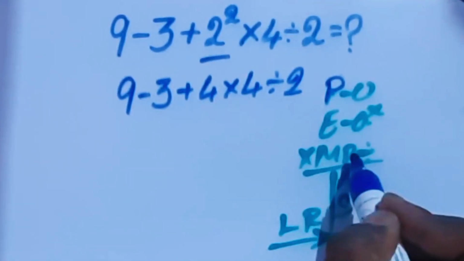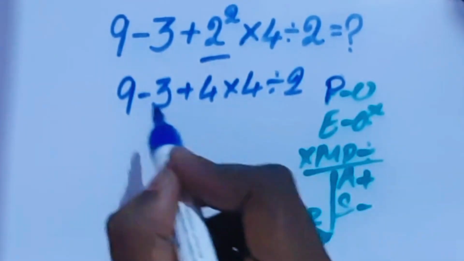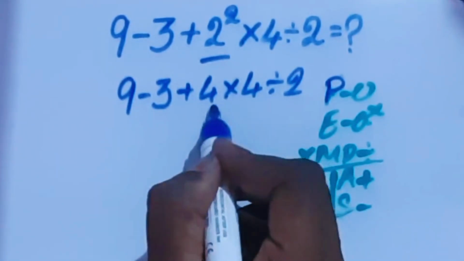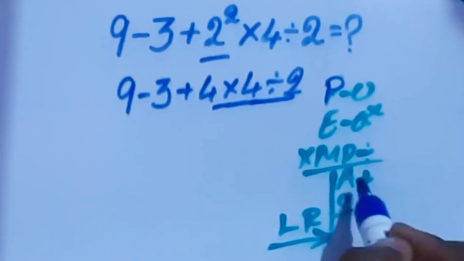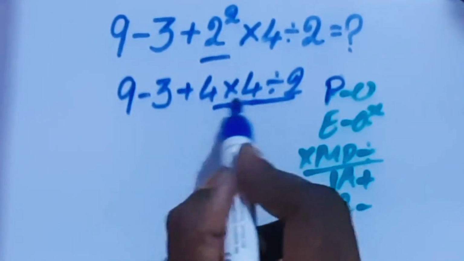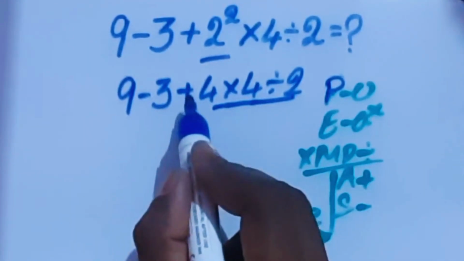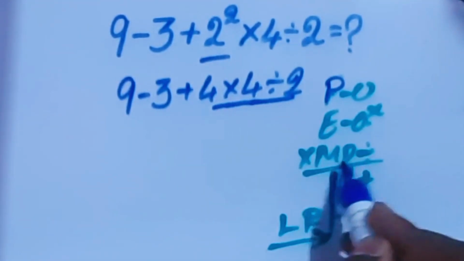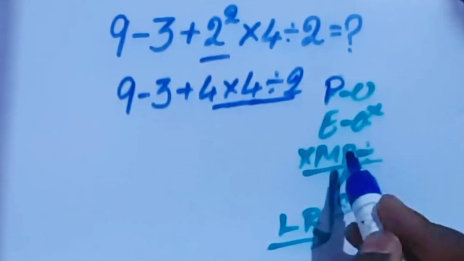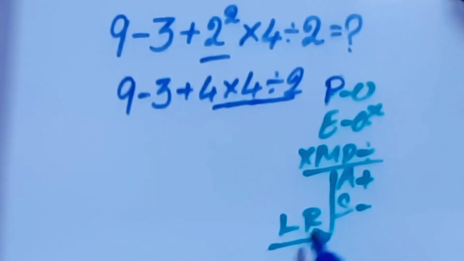Here the next priority is multiplication and division. Here we have subtraction, addition, multiplication and division. Here division and multiplication are higher priority than addition and subtraction. So we have to do this multiplication and division before addition and subtraction. Here both are equal priority. Multiplication and division are equal priority. For this equal priority we have introduced another rule called left to right.